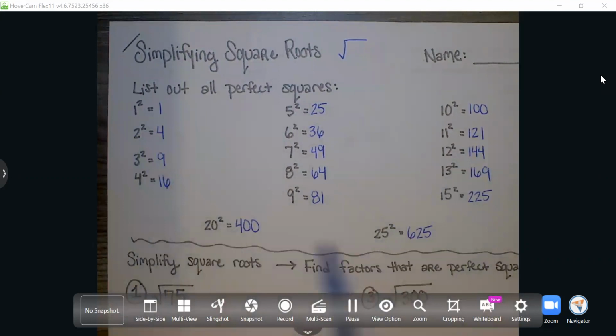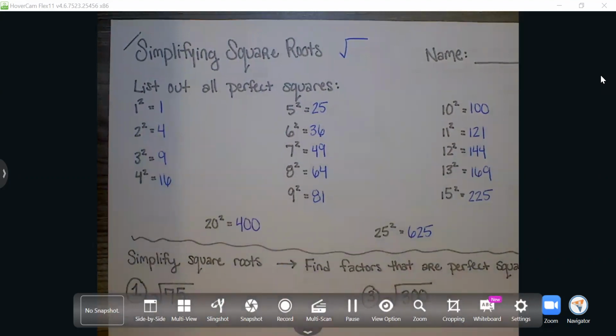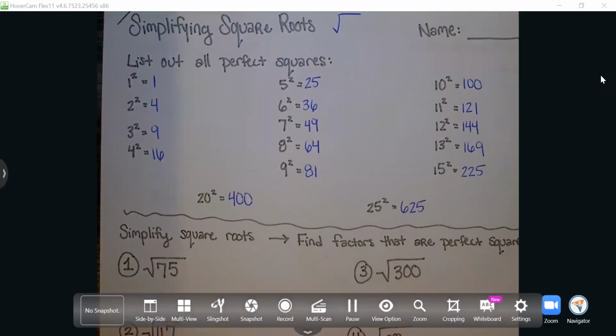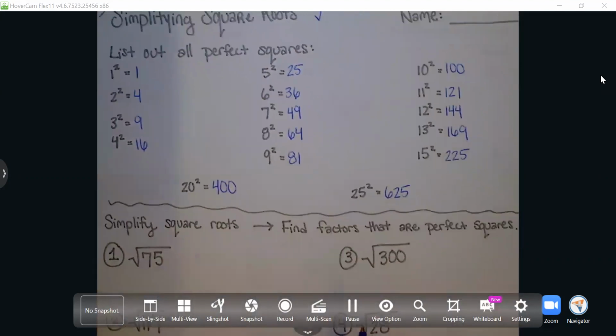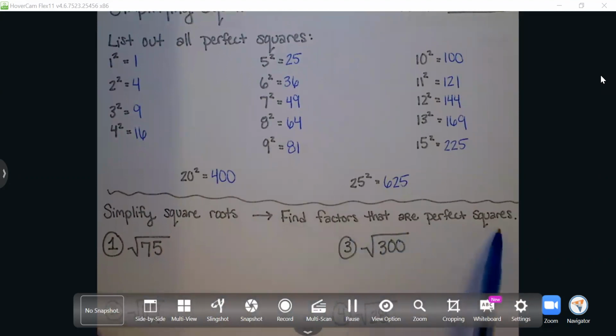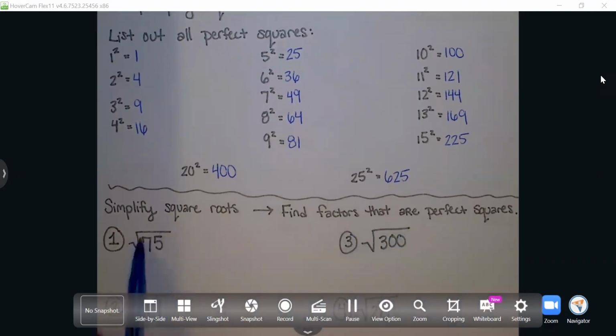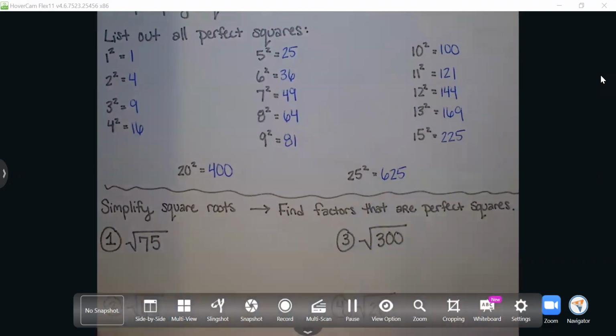And if you don't have all these written down, please take a moment and write them down now, because in order to simplify some imperfect square roots, we're going to first need to find factors that are perfect squares. So when I'm looking at this one, I want to know what are some factors of 75, things that I can multiply to equal 75. One of the best hints for this is to essentially just divide by perfect squares.